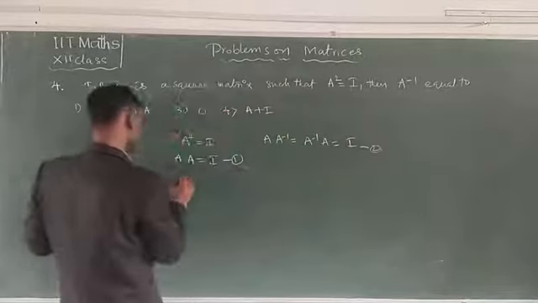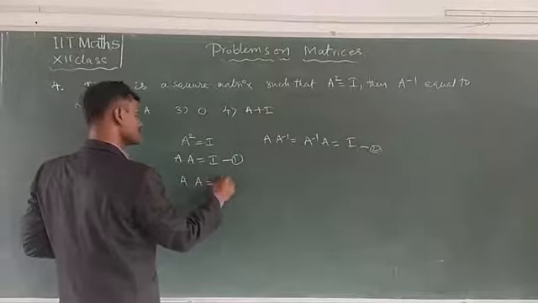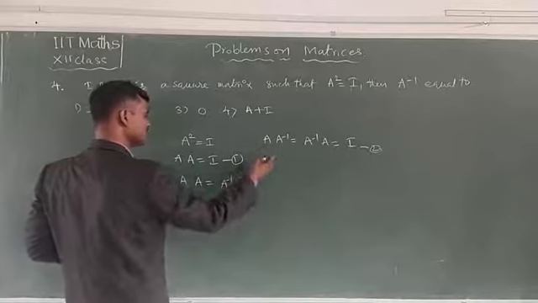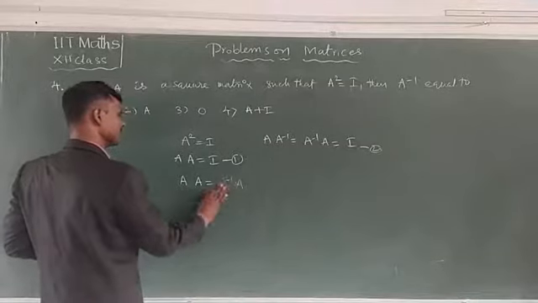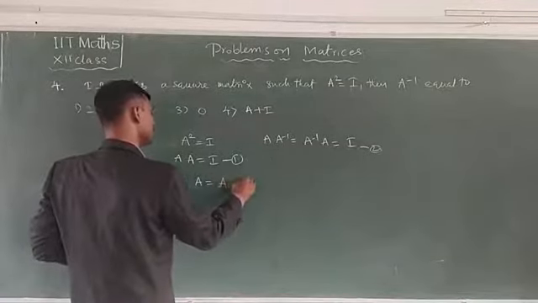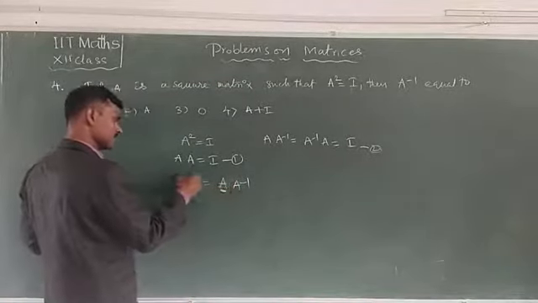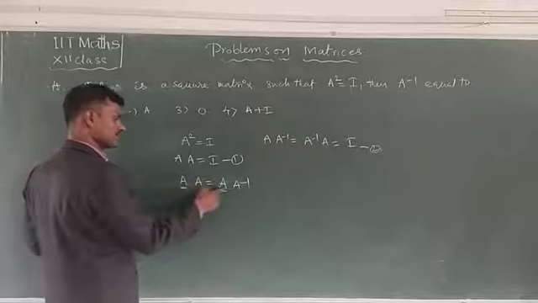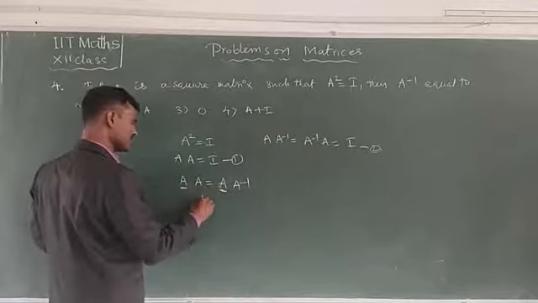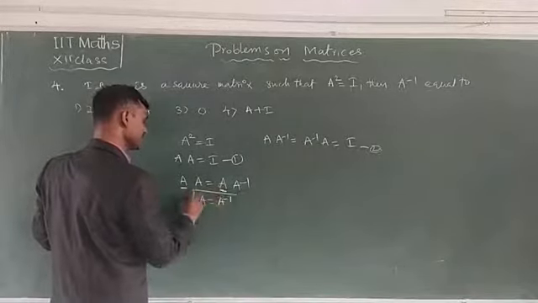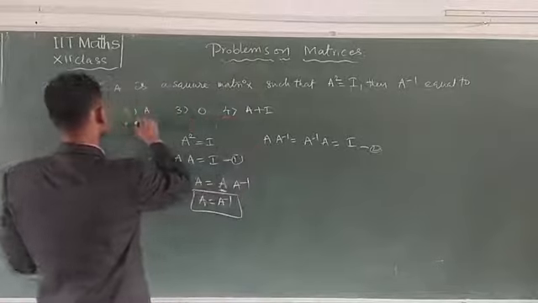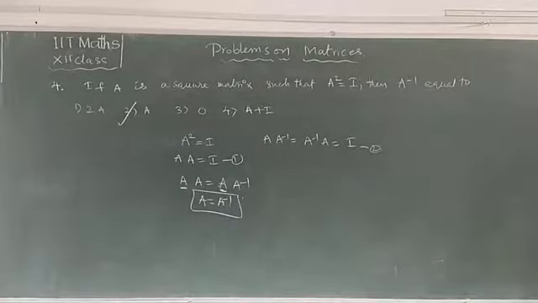Okay, now we can take A into A is equal to A inverse into A, or A into A inverse, anyone you can take here. See here, now the corresponding matrices are equal. This is also A, this is also A. Then A is equal to A inverse. Therefore, A inverse is equal to A. This is the second option, note down.